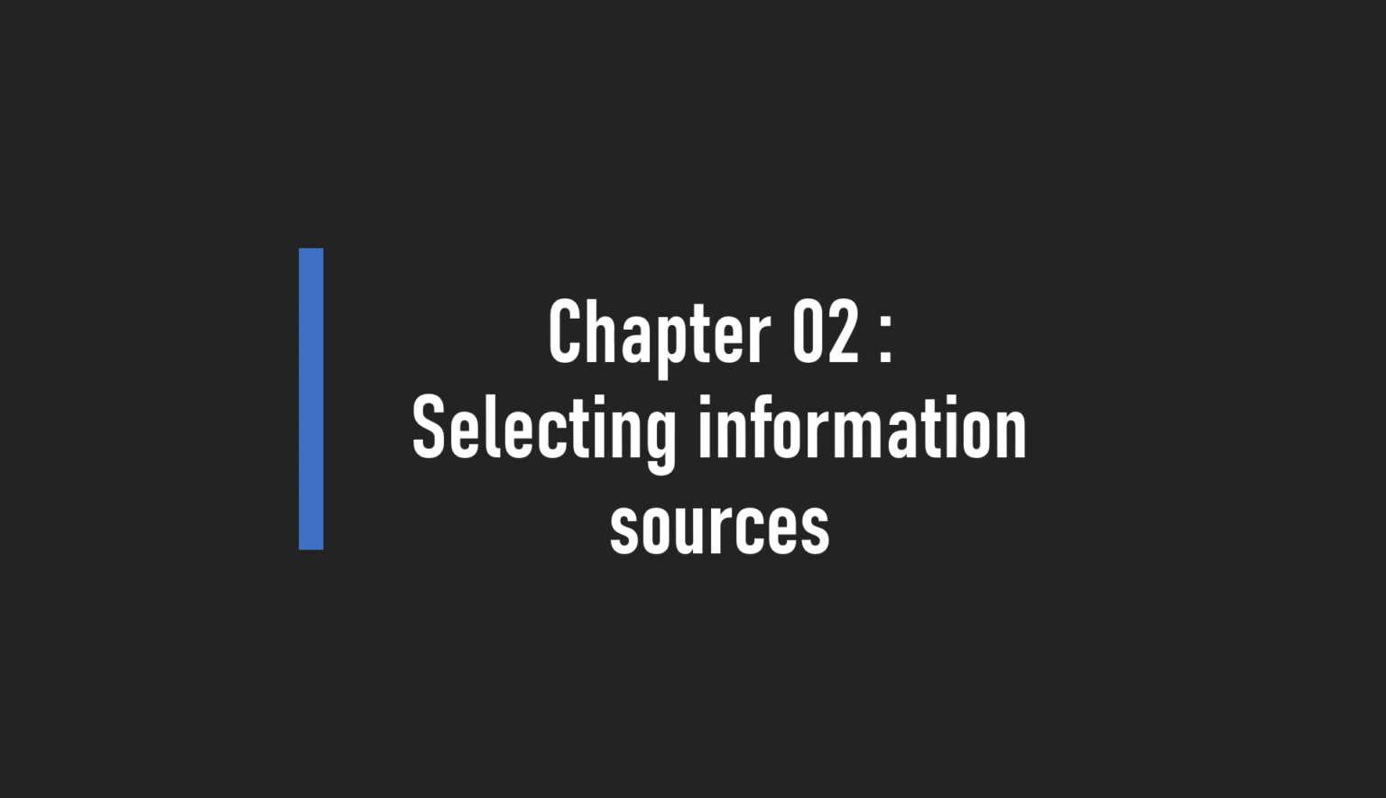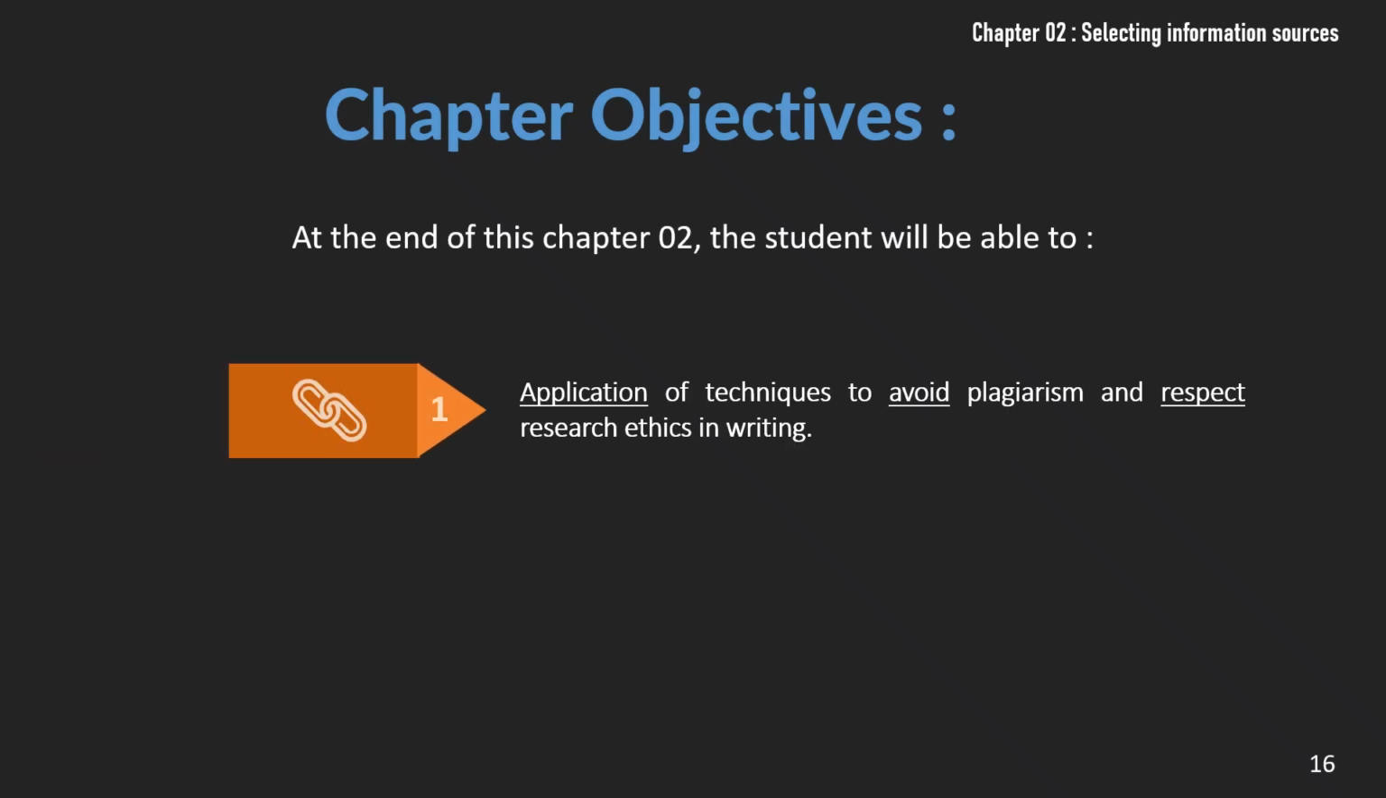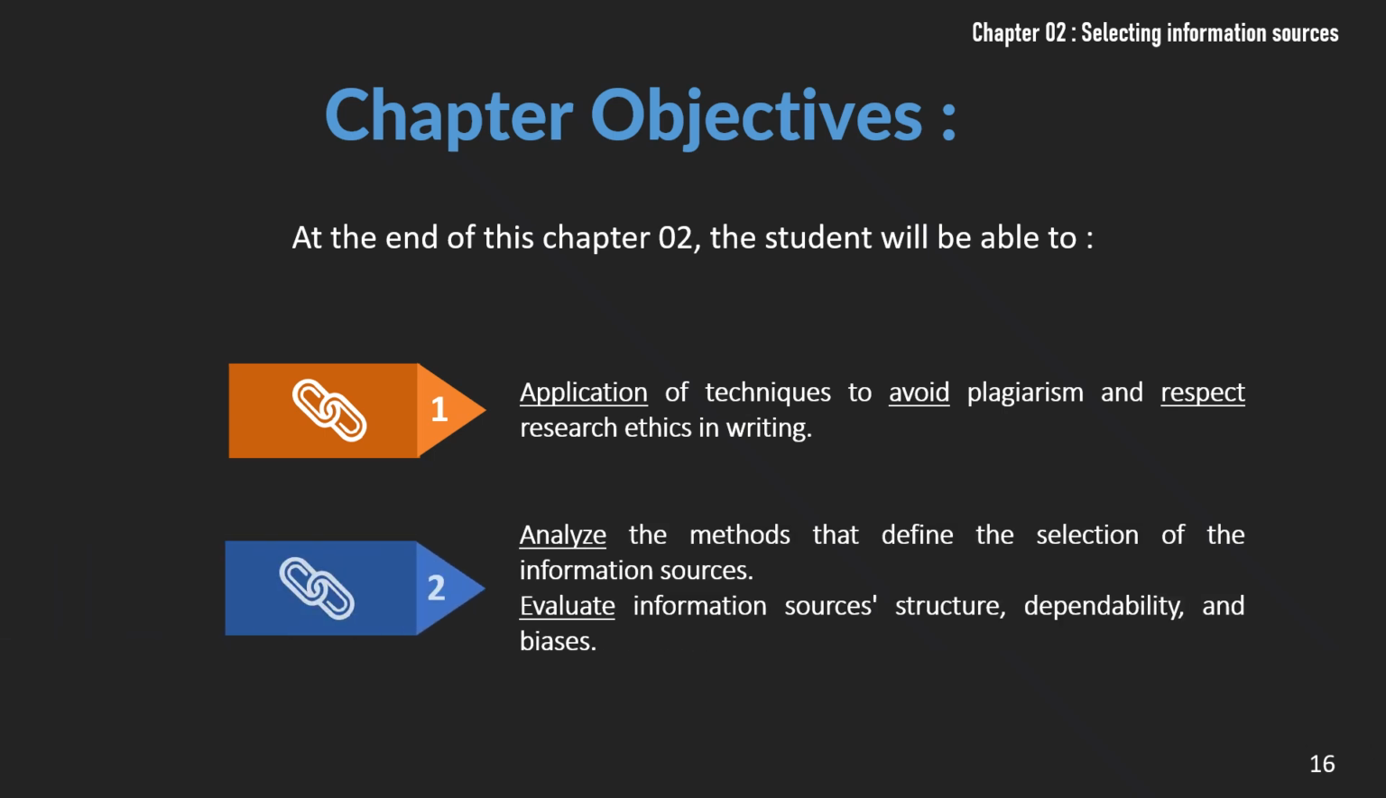Now that your topic is defined, we move to Chapter 2, Selecting Information Sources. In this chapter, you will learn to apply techniques to avoid plagiarism and respect research ethics. You will also analyze methods for selecting sources and learn how to critically evaluate an information source for its structure, dependability, and potential biases.